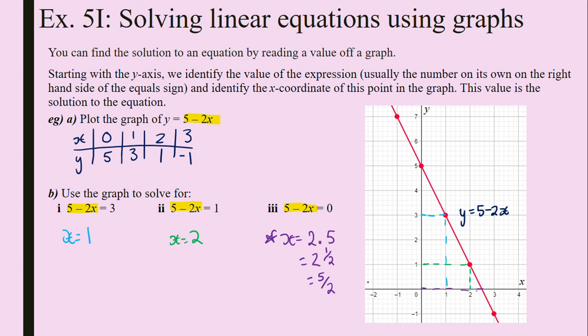And that is all there is to it. So sketch the graph once, identify whatever the equation equals, replace that with y. So y is 3. Instead of y here, we have 3, okay? Draw the line across and drop it down. And that's how you can read multiple solutions for the same equation off a graph.